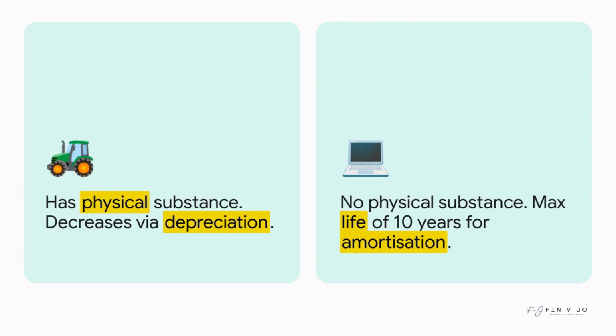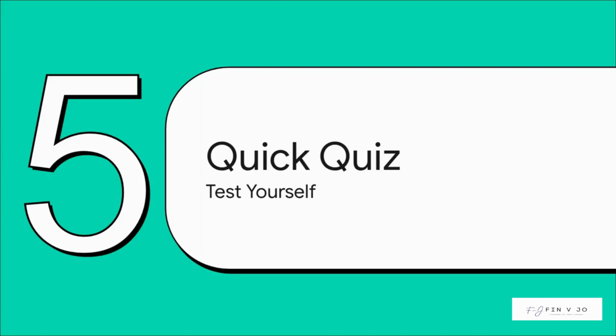And here is a huge pro tip for your exam. Accounting rules generally presume the useful life of an intangible asset won't exceed 10 years, unless there is hard evidence to the contrary. Definitely keep that 10-year rule in your back pocket. Okay, Section 5, quick quiz. Test yourself. Let's see what you retained.